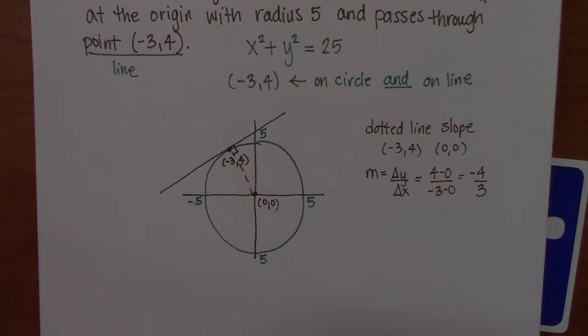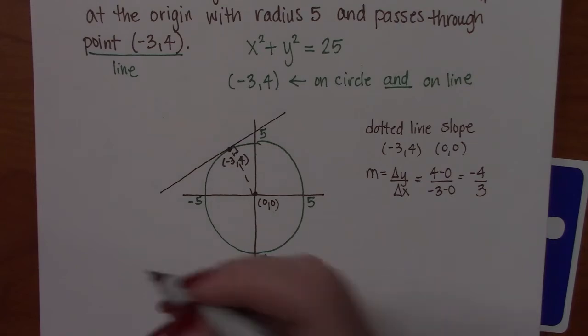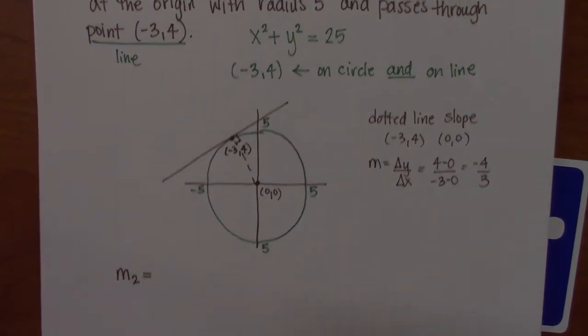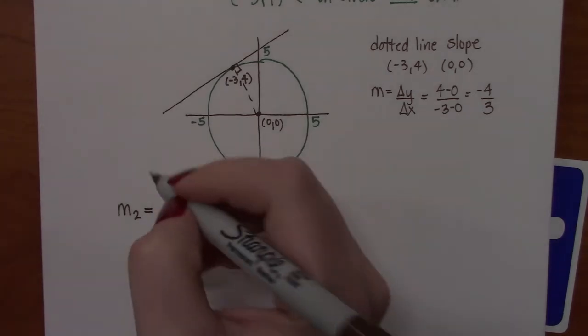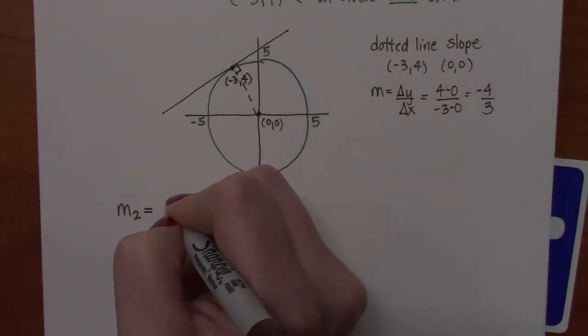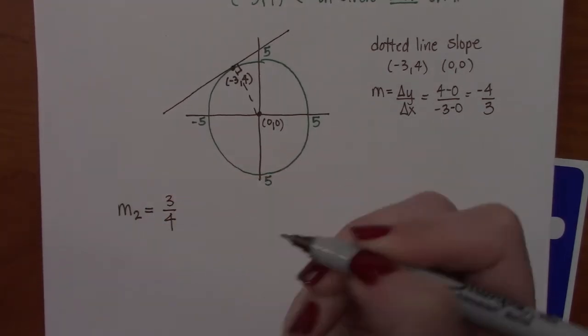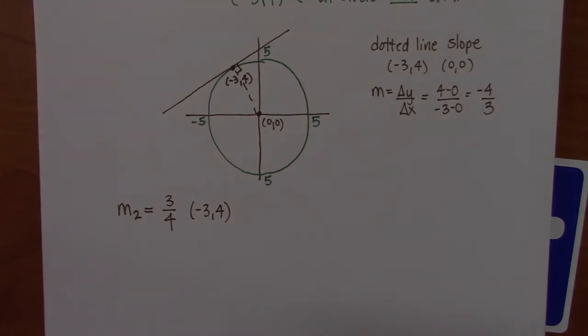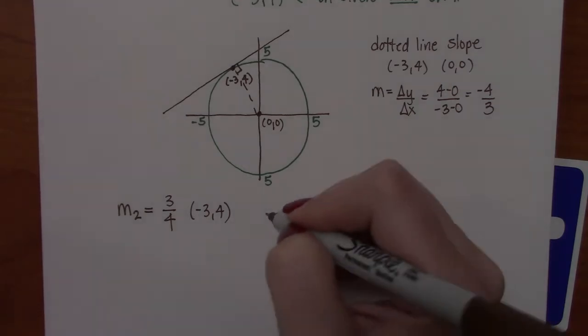So if we know the straight line is perpendicular to the dotted line, well, then the slope of our straight line, or in this case, our tangent line should be what? Positive 3/4. We also know that negative 3, 4 is on that line as well. So now we have the slope of the line, and we have a point on the line, and now we can write the equation of the line.